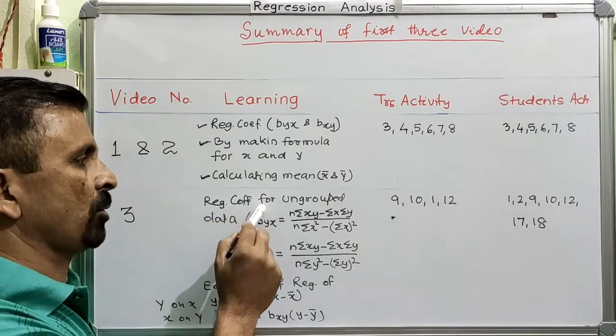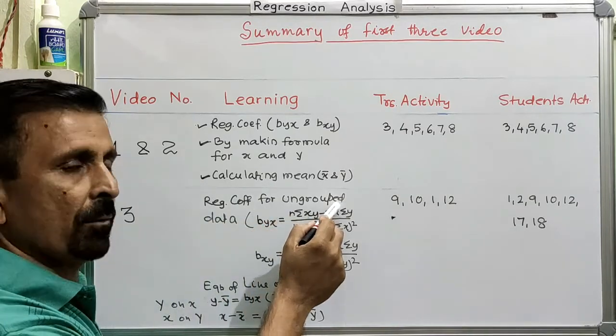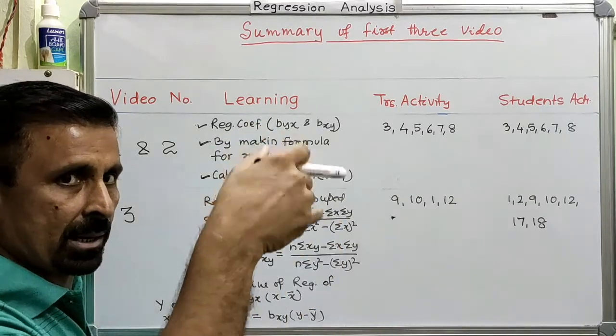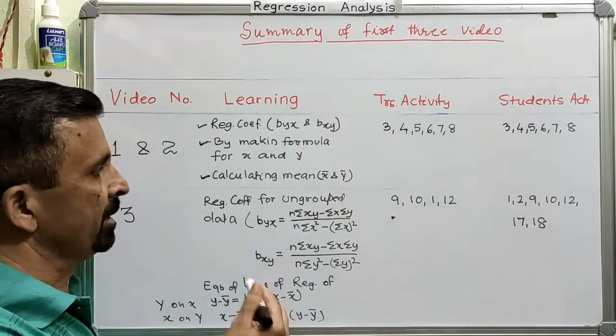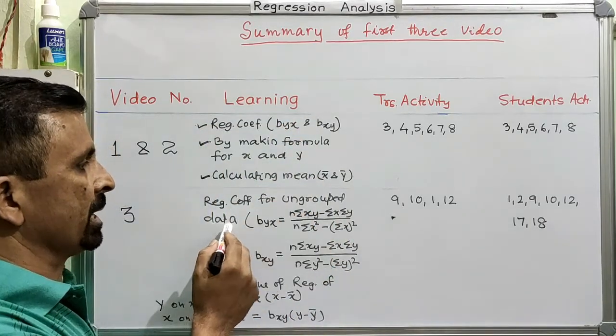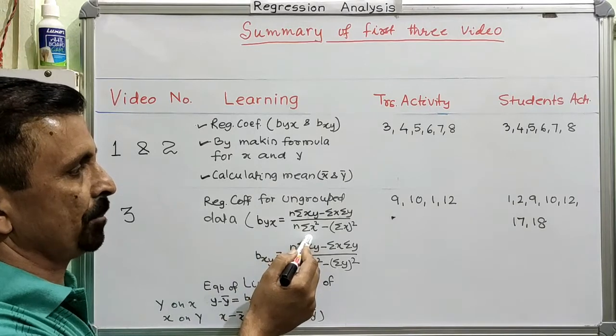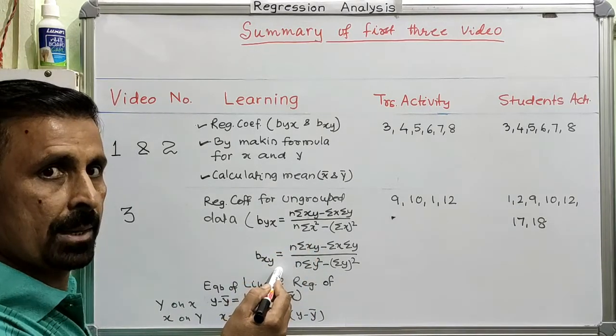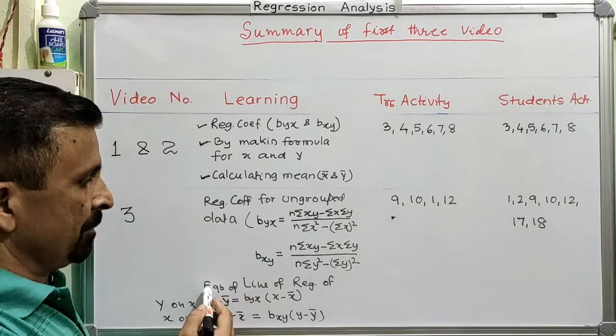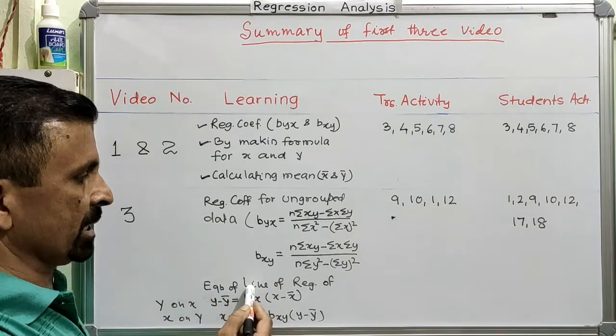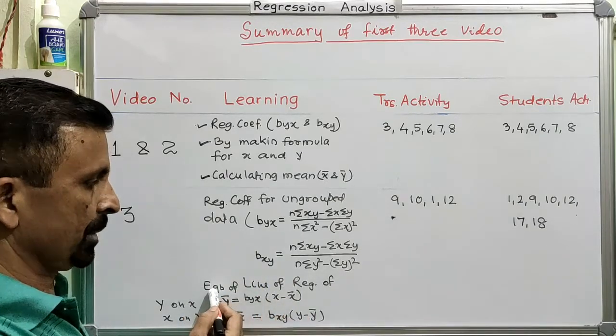Now in the third video, in the previous videos we calculated the regression coefficient, but this time we calculated the regression coefficient for ungrouped data, in the form of the class mark, in the form of a table. There we calculated the regression coefficient by using this formula and then this formula. Am I clear?